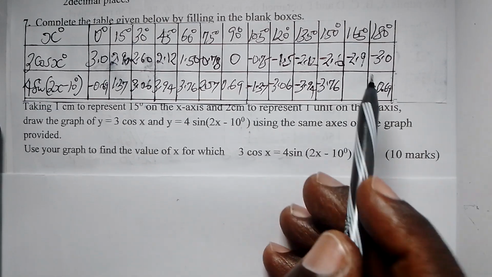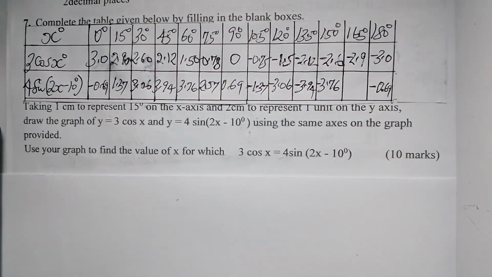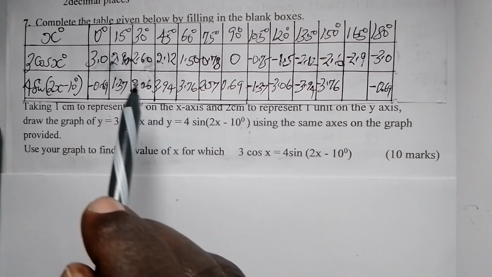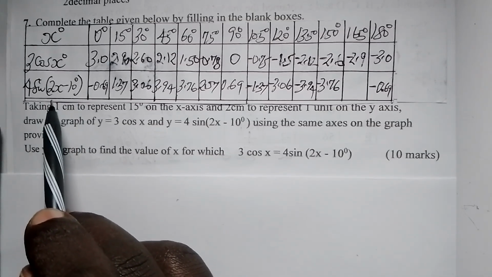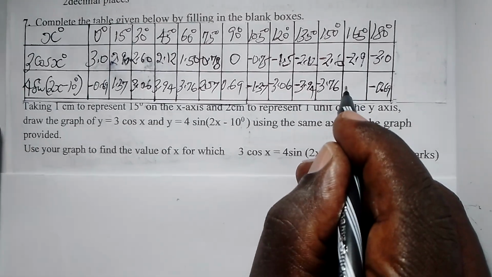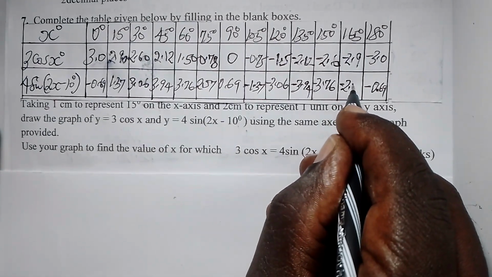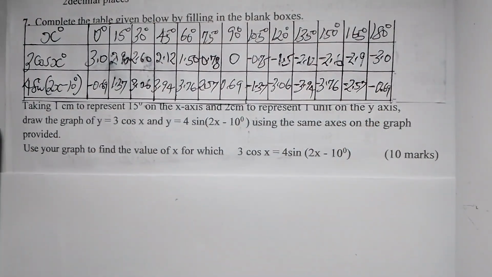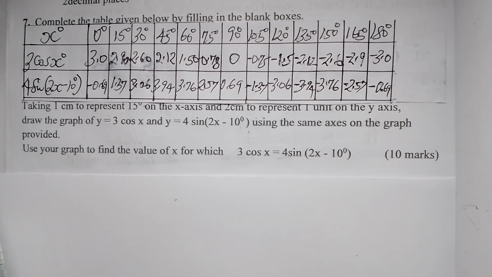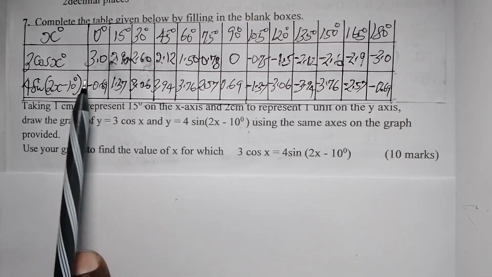And then finally 165 times 2, that gives you 330. 330 minus 10, 320. 4 times the sine of 320, that gives you negative 2.57. Having done that, we now need to get a graph paper. It will be provided to you, and we plot these two functions.